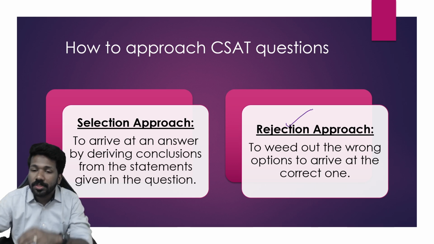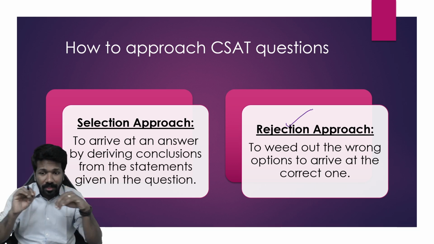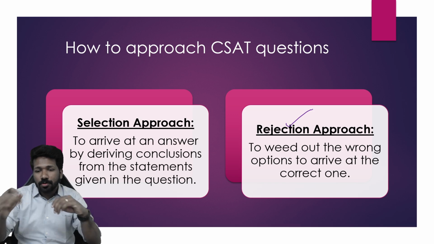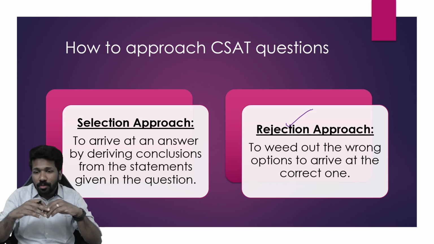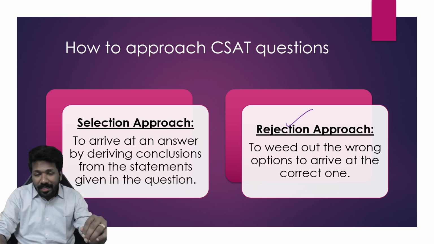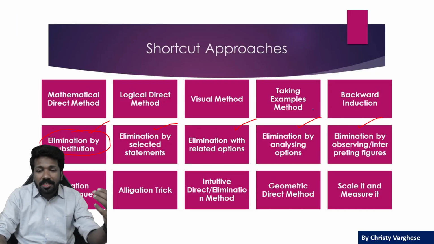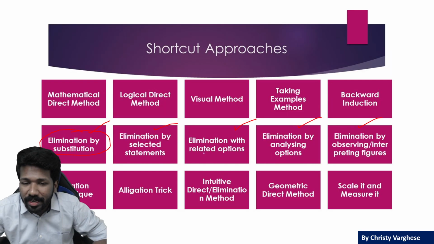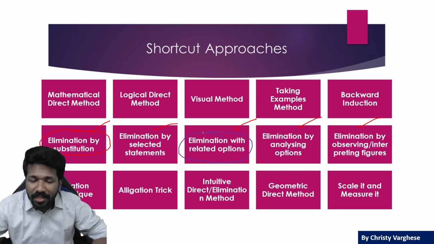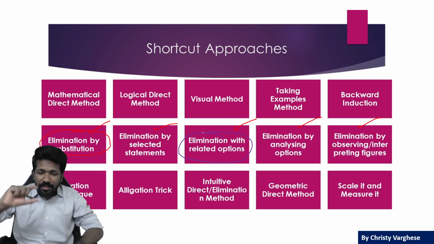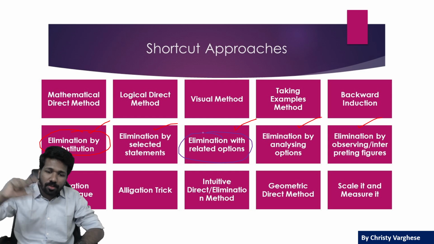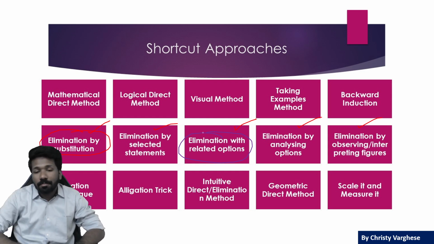So here we are using the rejection approach. We are not using the normal elimination by substitution that we commonly know. We are using a different way. We are using elimination by related options or related statements. Elimination by related options. That is how we related that 2 raised to 36, 2 raised to 36 and eliminated both of them.